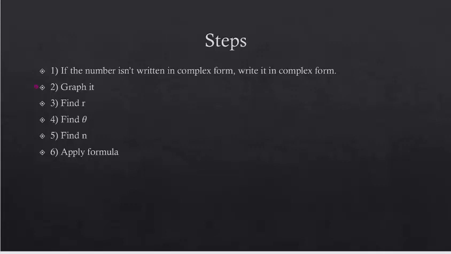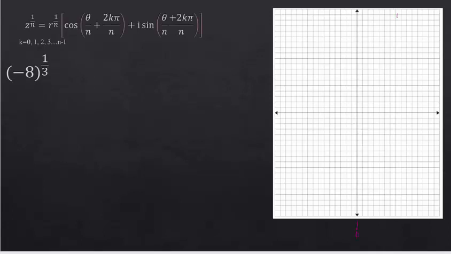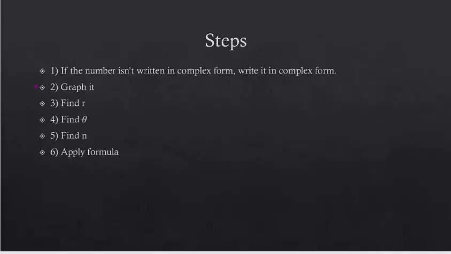When we're trying to solve for this, we're going to follow these steps. If the number isn't written in complex form already, and our number's not, we can rewrite it using the imaginary part, we'll write that in complex form. And then we'll graph it to get an idea what we're looking at, figure out r, then find the value of theta, find the value of n, and once we have all of those things, then we can apply the formula to figure out the different roots.